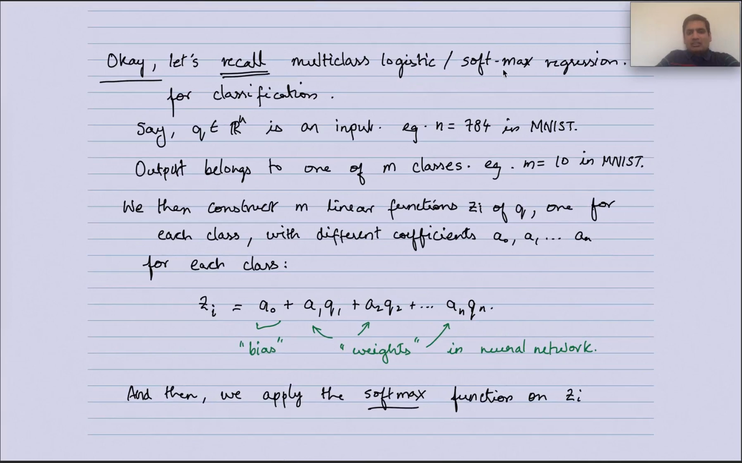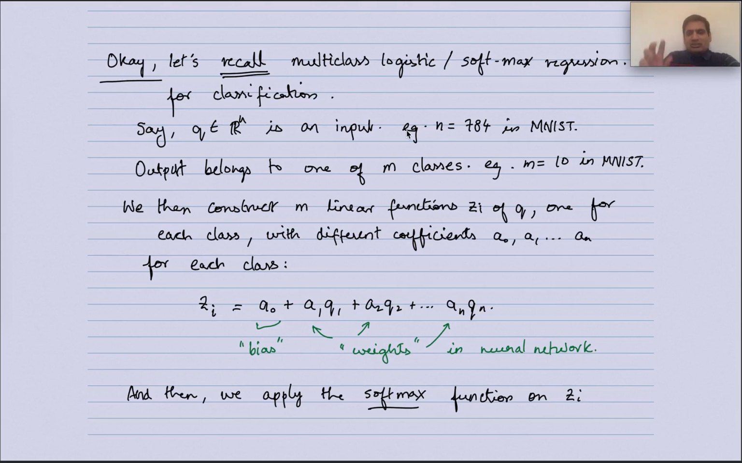Let's recall multi-class logistic softmax regression before we do neural networks. Let's say we have an image, for instance, some input Q, and if it's an image, let's say it's got n pixels, so it's n dimensional. If you recall, in MNIST it was 784 or something. So Q is a single input which has n dimensions. The output belongs to one of m classes. For instance, in MNIST, m was equal to 10 different classes. Same case in CIFAR-10 and so on.